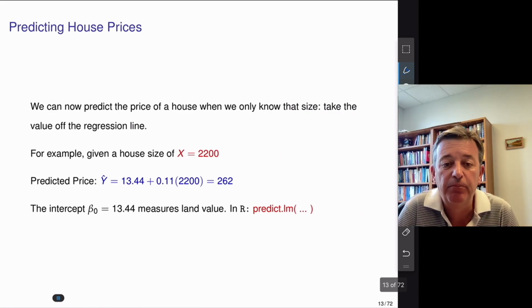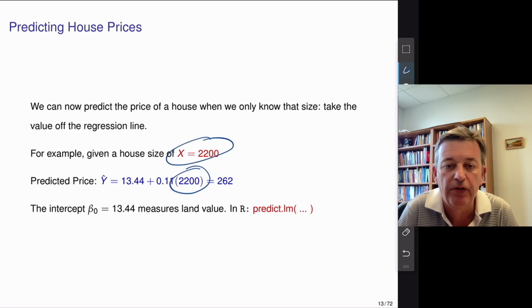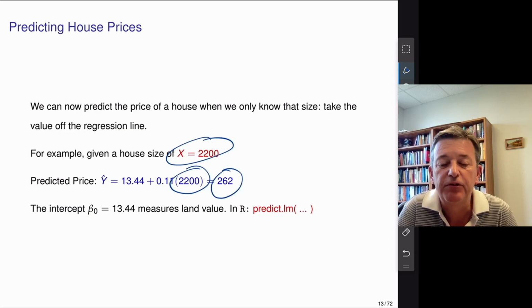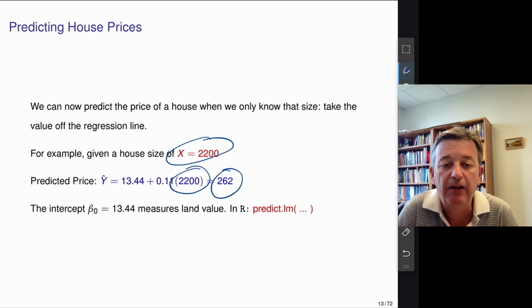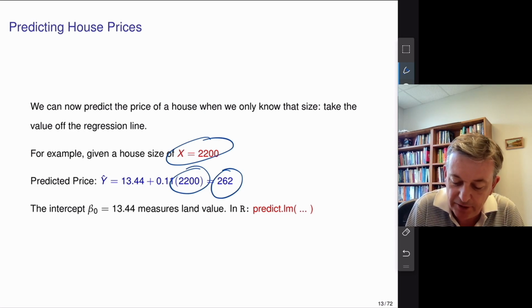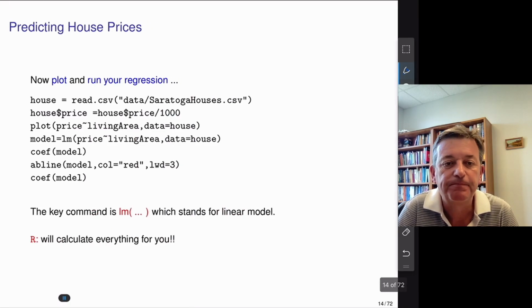You can use your regression model. Once you've found your equation between y and x, you can just plug in a new value of x, any new value of x you want, and out will come a predicted price. So a new house with size 2,200 square feet would have a predicted price of 262,000. So the intercept plus the regression beta times the size of the house. And the command that's used to get that out of R is the predict.lm command.